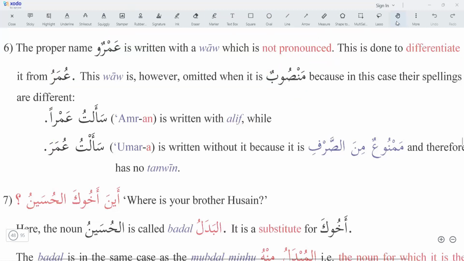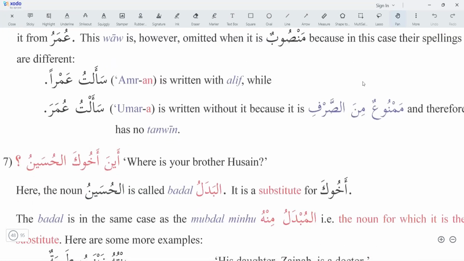Sir, can I ask? Yes. There is a Malay name, Amir. Amir is not Amar, it's Amir. So Amir, if it is a Malay name, is it mamnu min as-sarf? Amir. I don't think so. Ain Mim. I will check it. I also don't know.